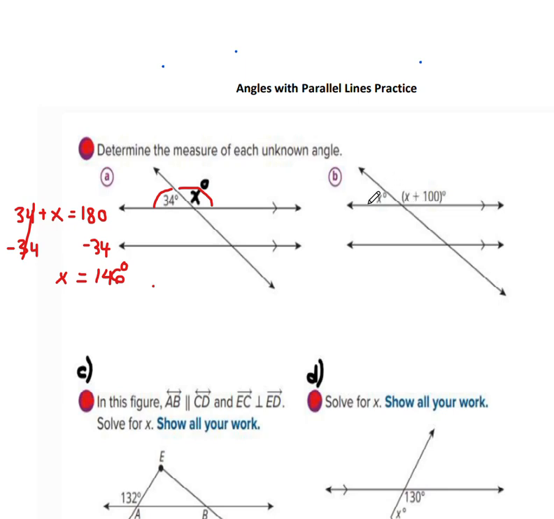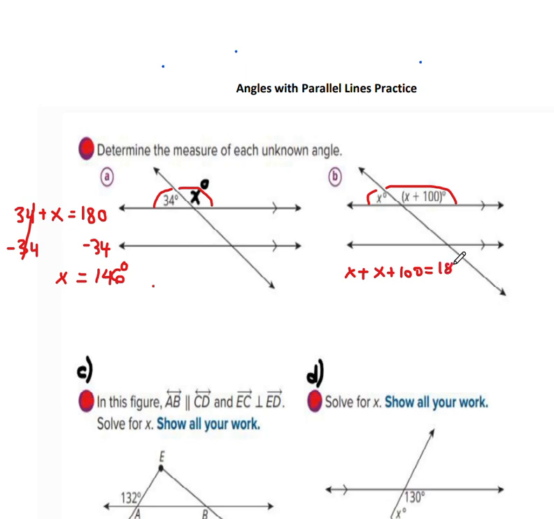In B, angle x here and angle x plus 100 degrees also form linear pairs. This is because they are angles on a straight line. So these two angles on a straight line forming half of a circle, they make up a linear pair. And as I said before, linear pairs add to 180 degrees. So this means that the measurement of angle x plus the measurement of angle x plus 100 must give us the total of 180 degrees.